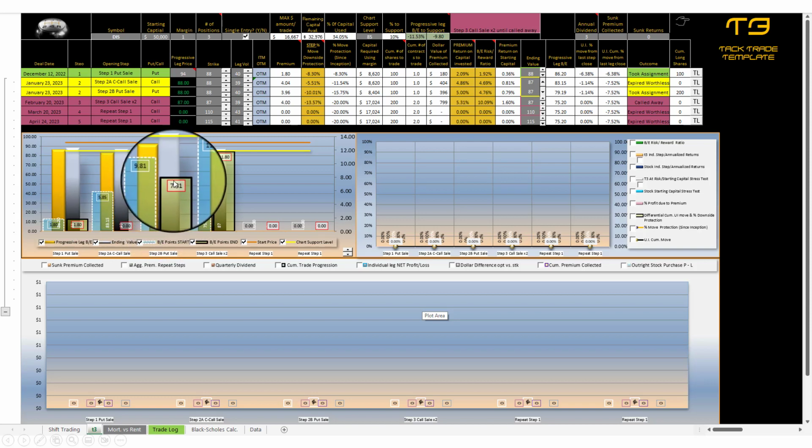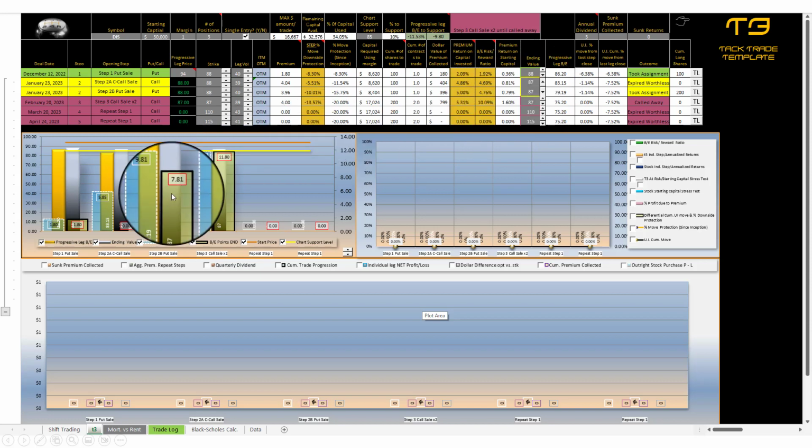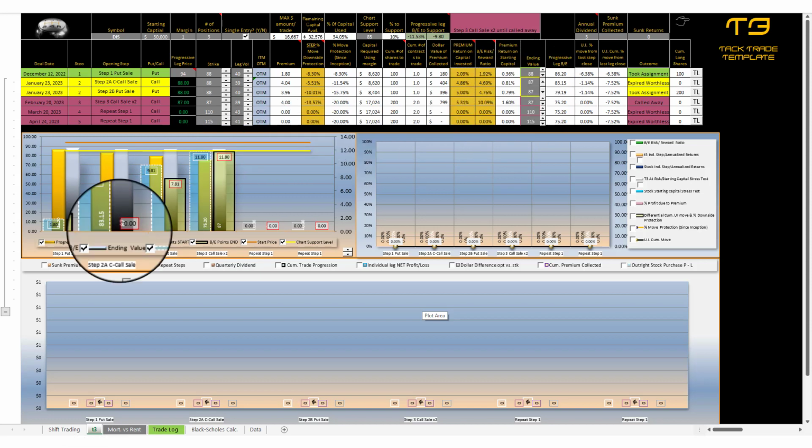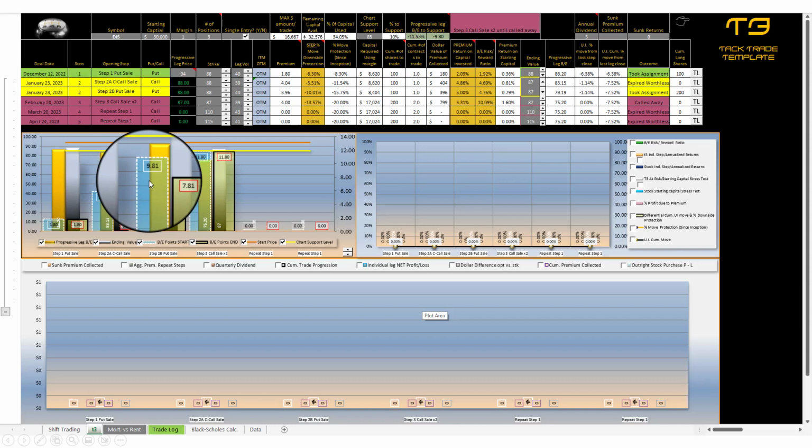And as you can see, a single dollar drop in the closing price from 88 to 87 has us moving closer to our break even. We are now only $7.81 away from our break even, whereas when we started the trade at the beginning of step 2, we were $9.81 away.